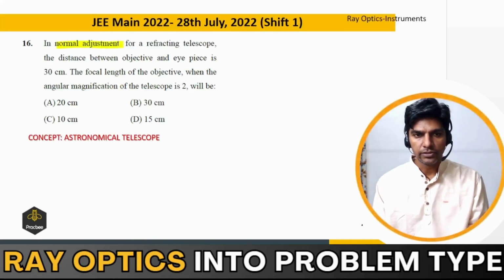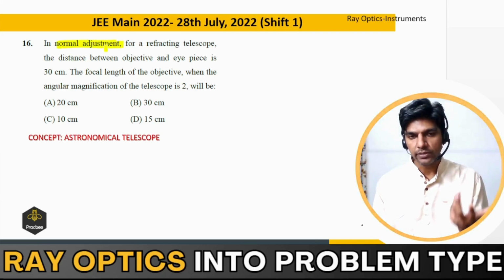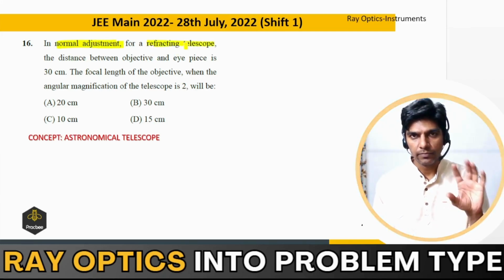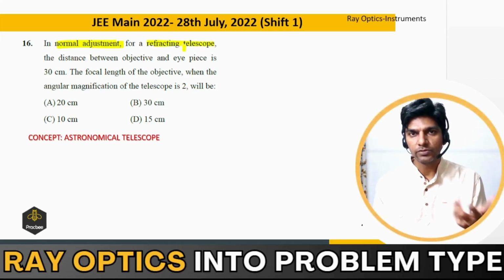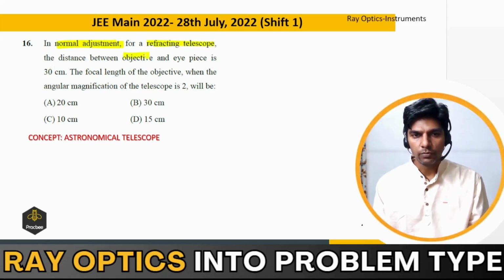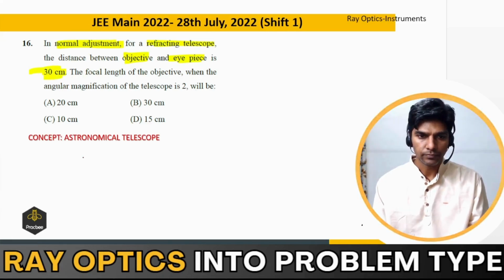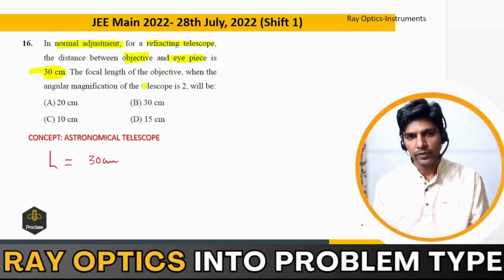Now let us see a question based on this. In normal adjustment, where the strain is least, for a refracting type telescope, that is, based on lenses, the type we have just discussed, the distance between the objective and the eyepiece is 30 centimeter. So we have L given as 30 centimeter. Find the focal length of the objective when the angular magnification of the telescope is 2.